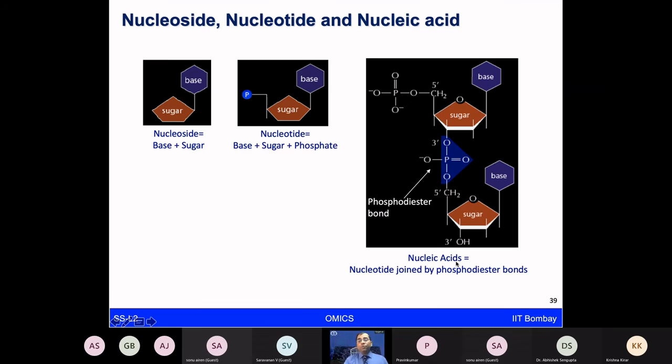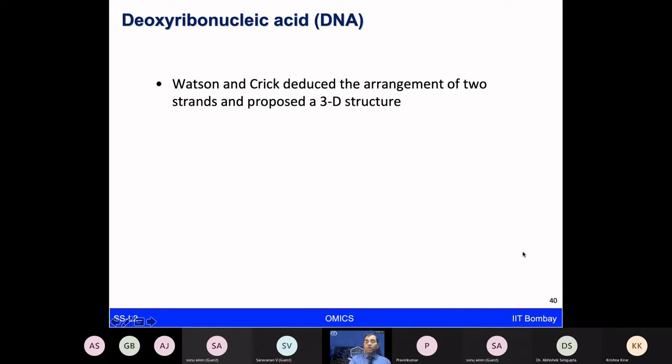Now let's look at how these form units together. When we have only a base and a sugar, the base ATGC and the sugar ribose or deoxyribose, they form a nucleoside. When a base and sugar along with a phosphate are attached, that is known as a nucleotide. Multiple nucleotides joined with phosphodiester bonds together make the nucleic acid. So nucleic acid is various nucleotides like these joined with phosphodiester bonds. This is how the DNA structure was decoded.